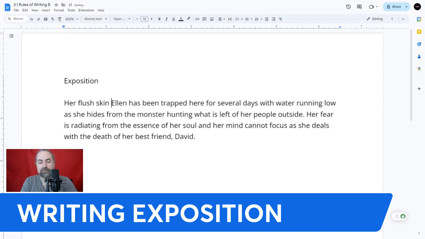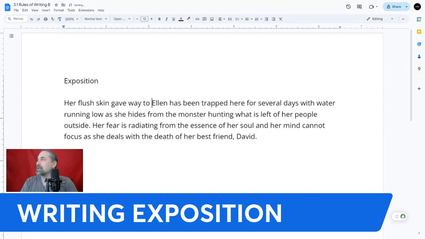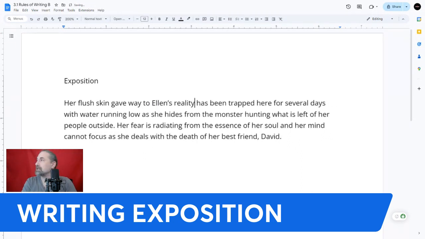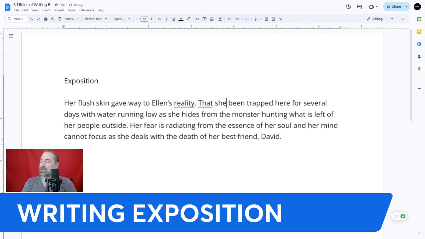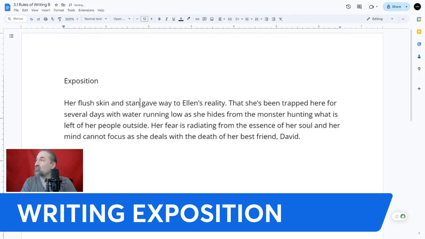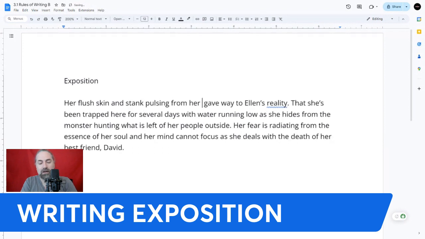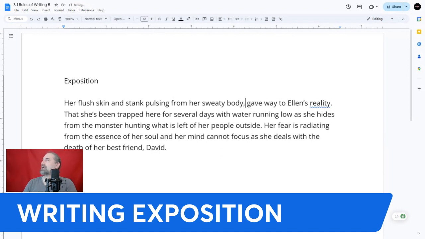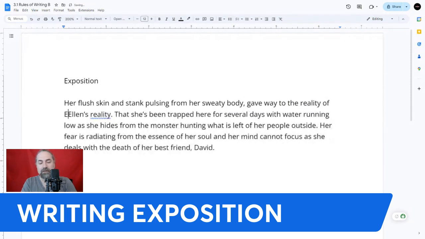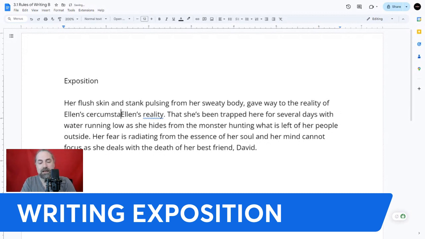Her flush skin gave way to Ellen's reality that... Her flush skin and stank pulsing from her sweaty body gave way to Ellen's reality. I don't know why it's saying to the reality of Ellen's circumstances.